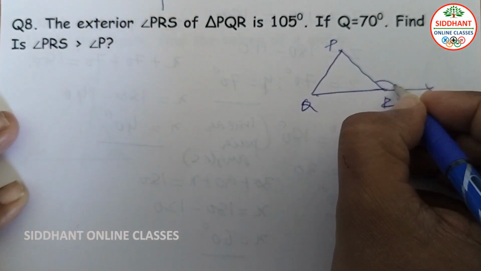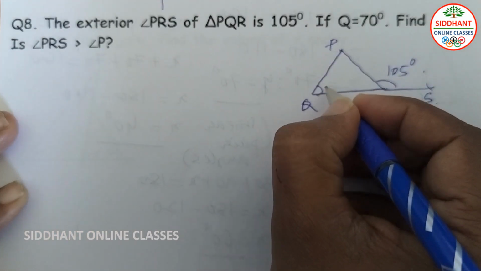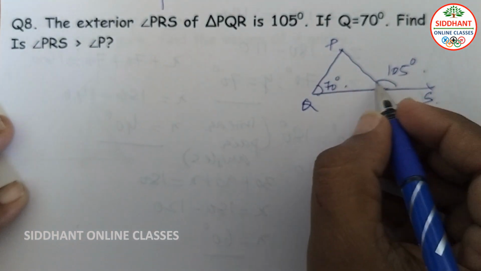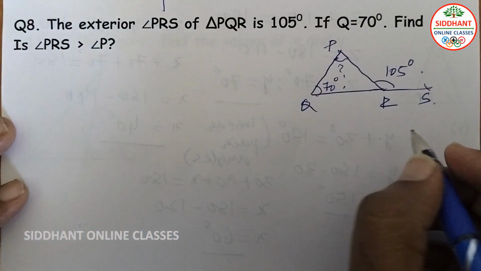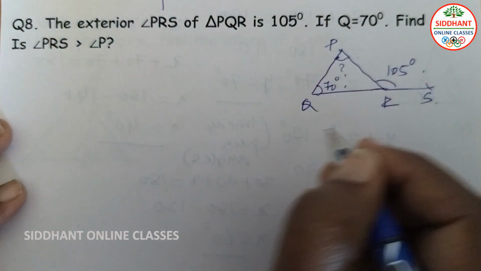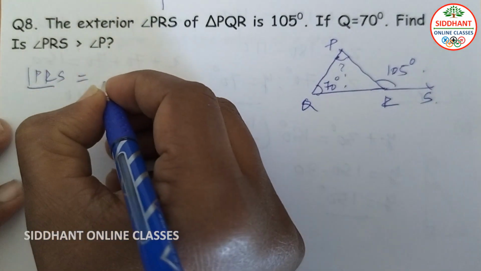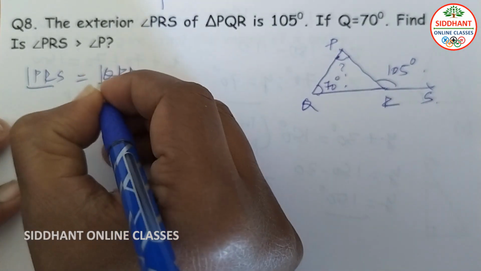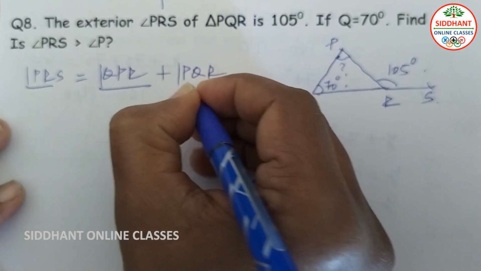The PRS angle is 105 degrees, and the data given here, 70 degrees, is the angle Q, and we are going to find out angle P. So we know that the exterior angle is equal to the sum of the opposite interior angles. That means angle PRS is equal to angle QPR plus angle PQR.